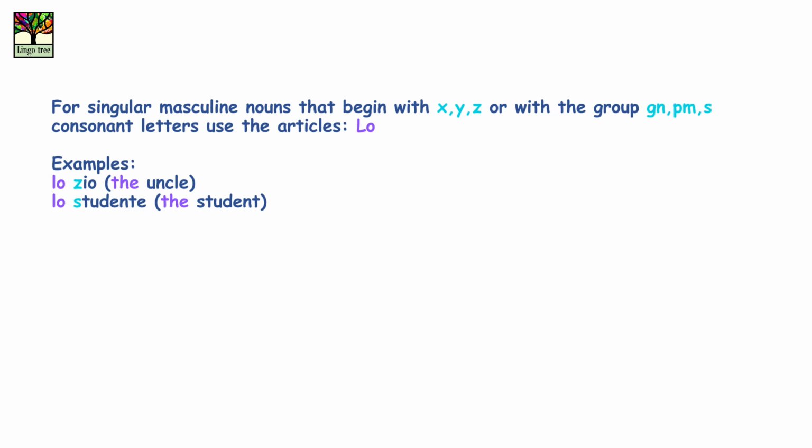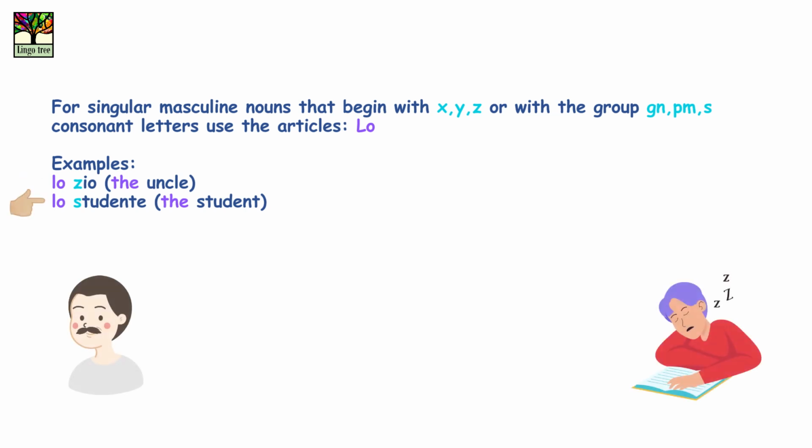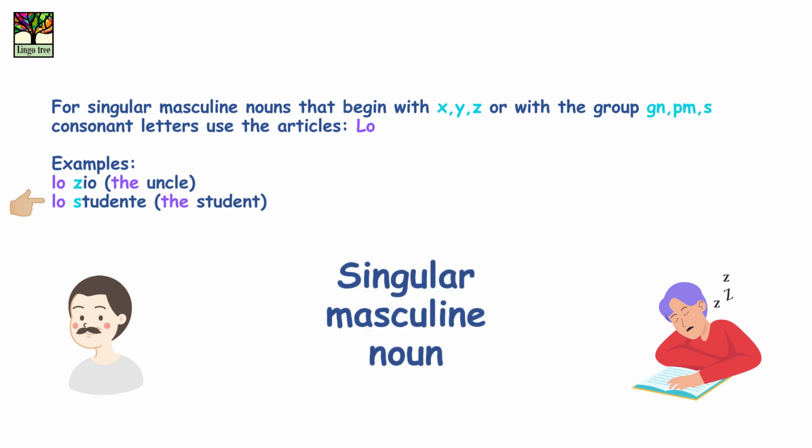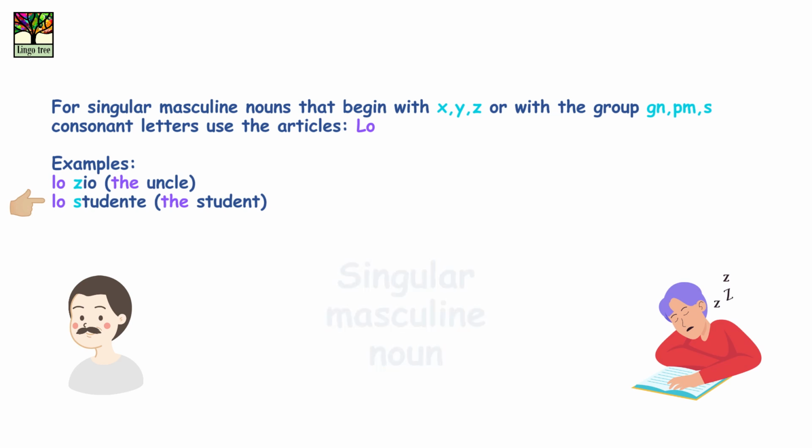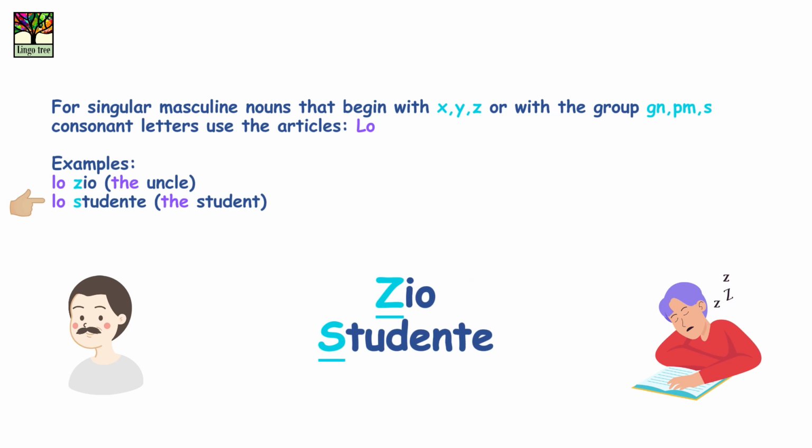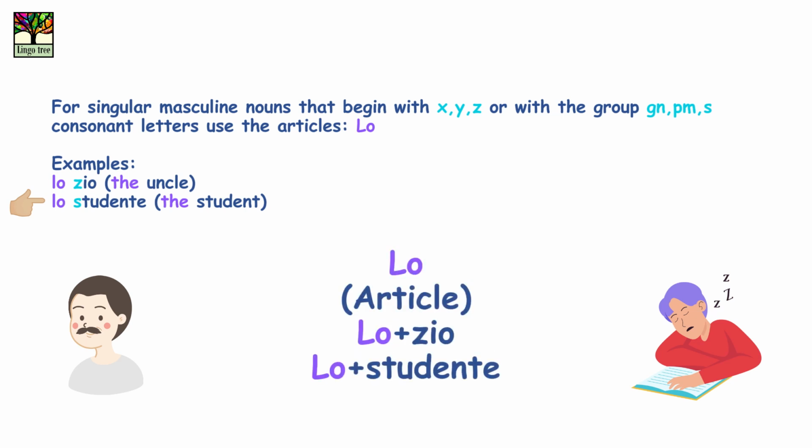letters, we use the article, lo. For example, the uncle, lo zio. The student, lo studente. Both given examples are masculine nouns in the singular form, and both of them start with one of the above-mentioned letters. Therefore, the article, lo, is used and placed before the noun.